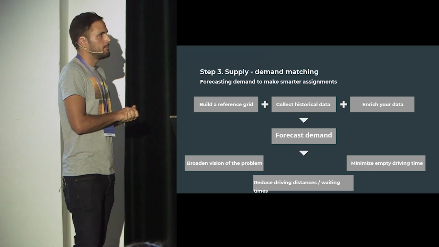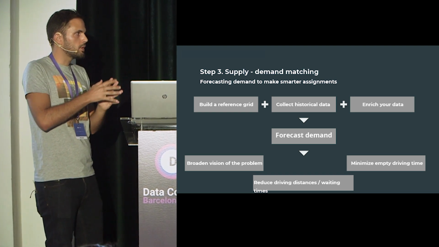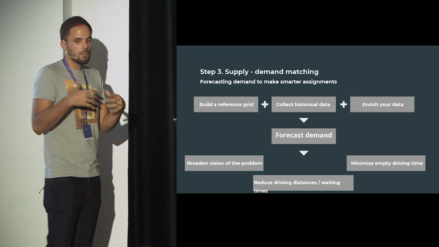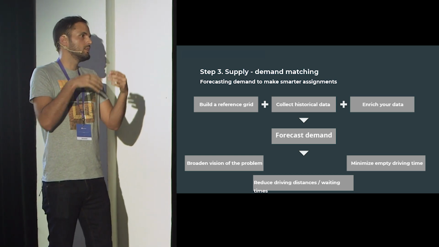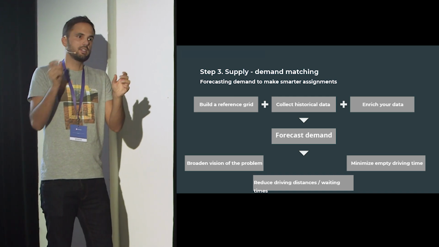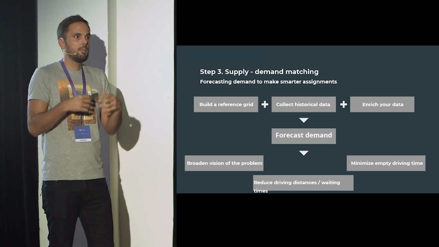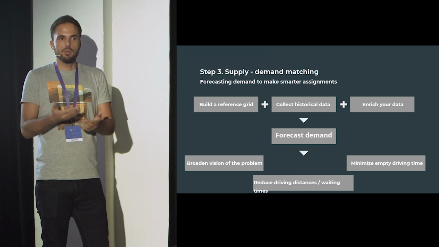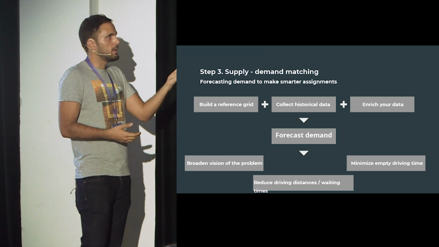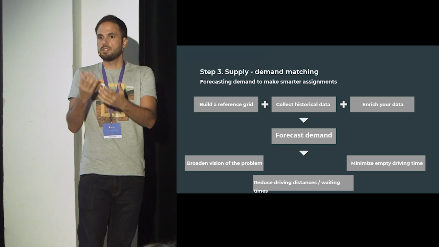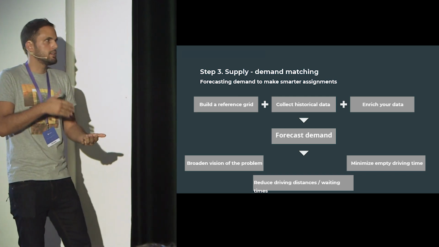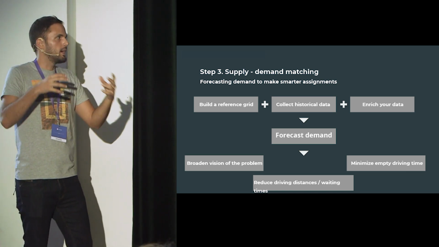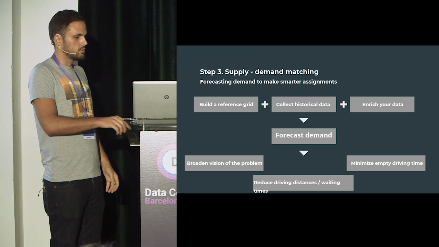And yet, a step 3. Step 3 is still work in progress, but I'm going to introduce the idea that we have here, which is how we can still improve this algorithm. Right now we have been focusing on assigning the driver that is closest, but actually we need more information about what's happening in order to improve this algorithm. And this is the supply-demand matching. I want to forecast what the demand is going to be like in the next 30 or 60 minutes so that I can make better decisions on how to move or assign these drivers.